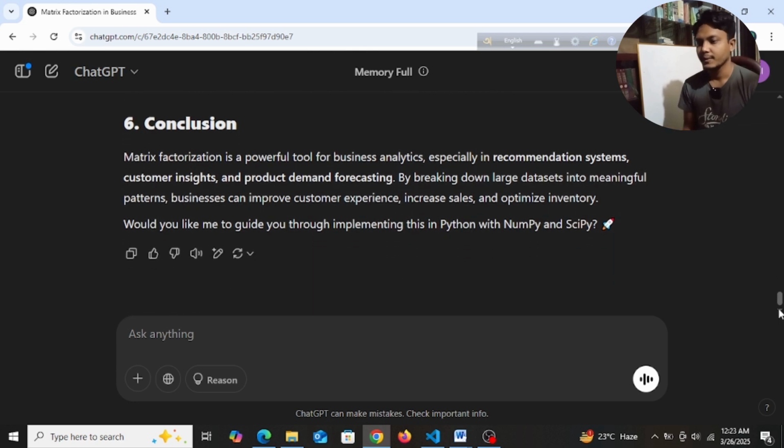Conclusion: matrix factorization is a powerful tool for business analysis, especially in recommendation systems, customer insights, and product demand forecasting. By breaking down large data sets into meaningful patterns, businesses can improve customer experience, increase sales, and optimize inventory.